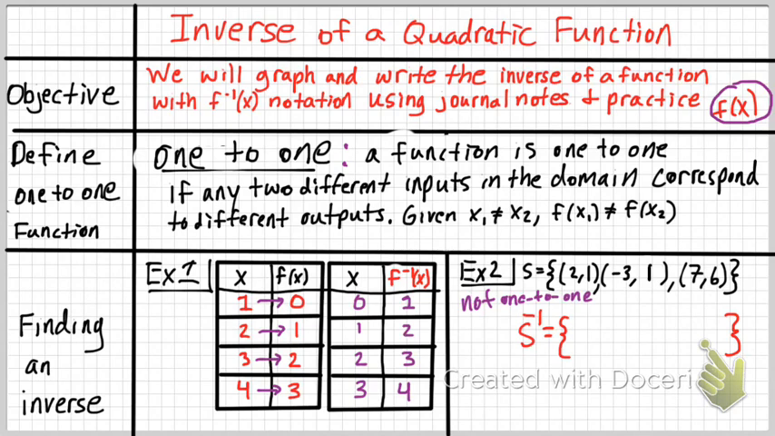All right, if I was going to find the inverse of this, all I need to do is interchange the x and y values of the points. So every x becomes a y and every y becomes an x. So this becomes the points (1, 2), (1, negative 3), and (7, 6). That would be the inverse of that original relation.